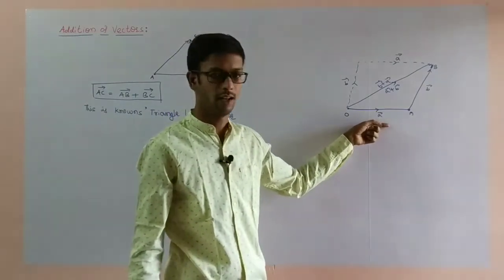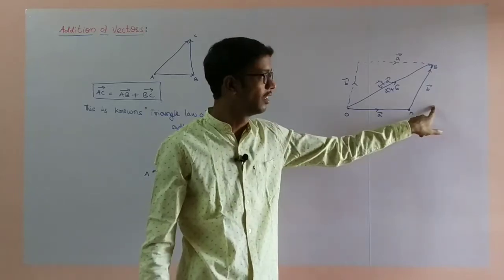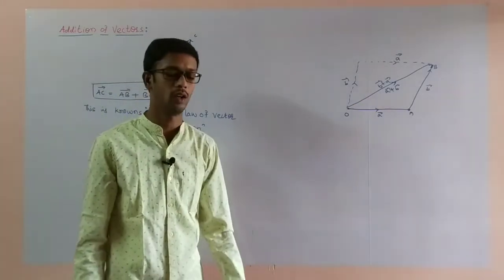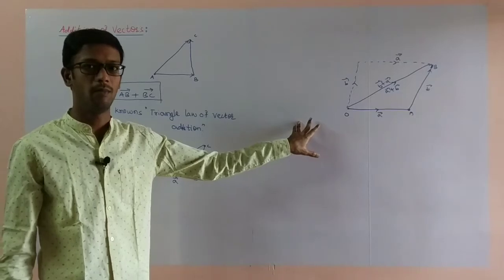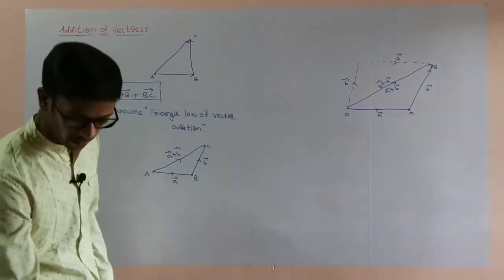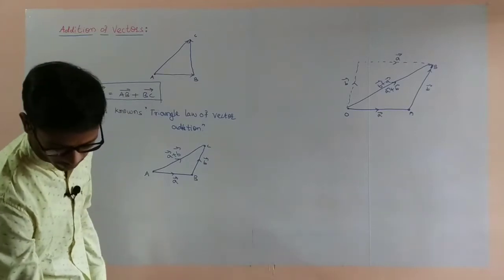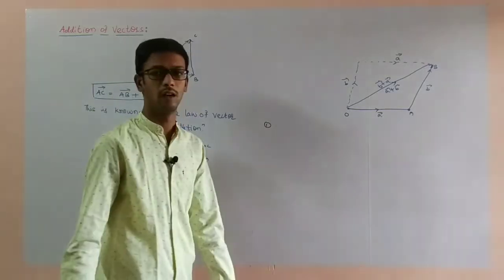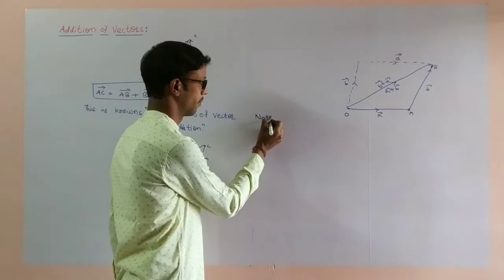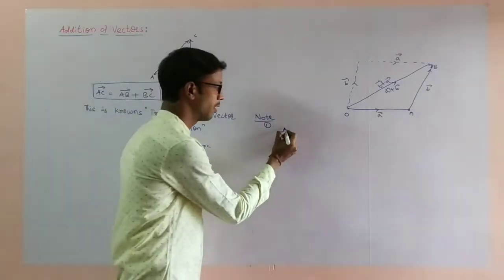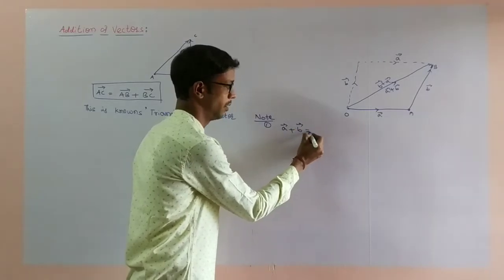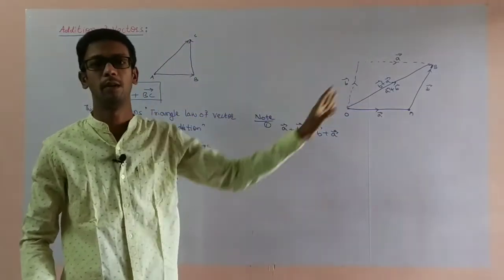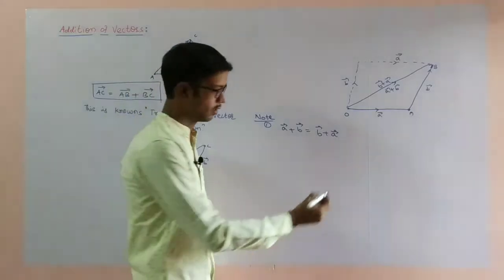The common sides are A bar and B bar. So the addition of two vectors represents the diagonal of the parallelogram. This is a property of the parallelogram in vector addition. Next, some more important points. Property number 1: A bar plus B bar is equal to B bar plus A bar, as we wrote here. This is the commutative law.